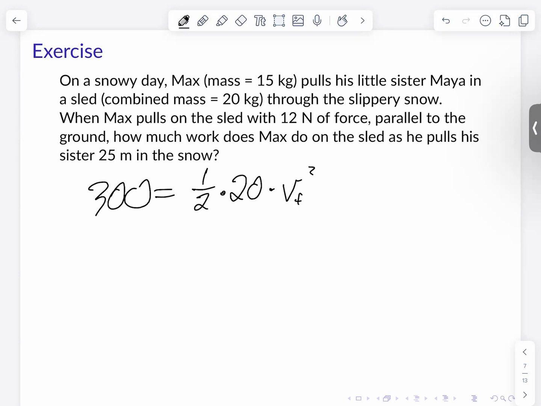Okay, solve. 20 divided by 2 is 10. 300 divided by 10 is 30. V final equals square root of 30. 5 and change? 5.5? Sure, I'll believe that. Units?